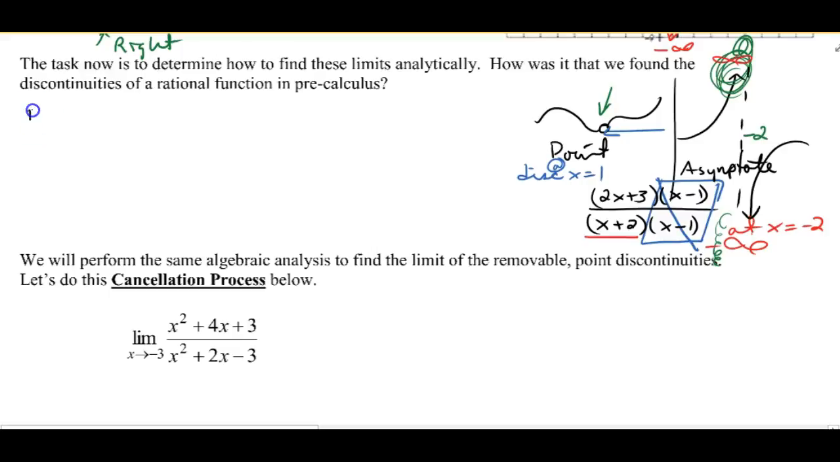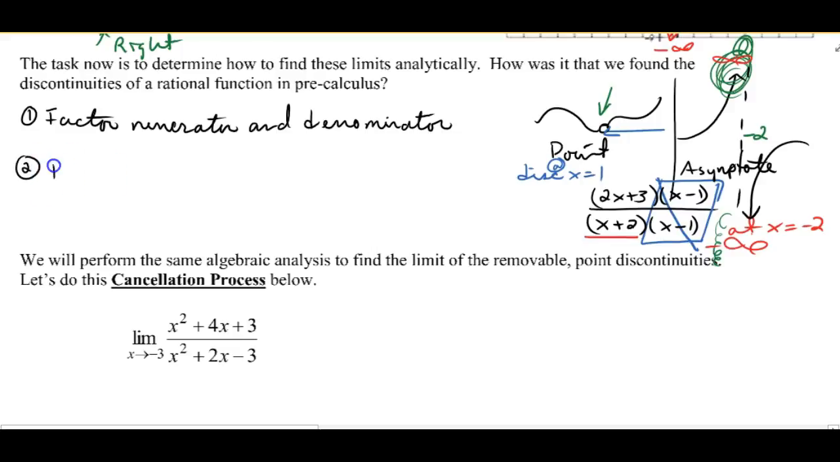So our first step is to factor the numerator and the denominator. And this is important because that's necessary for us to be able to cancel. That's necessary for us to see what things I can cancel and what things I cannot cancel. Then step number 2 is to see if that factor cancels.